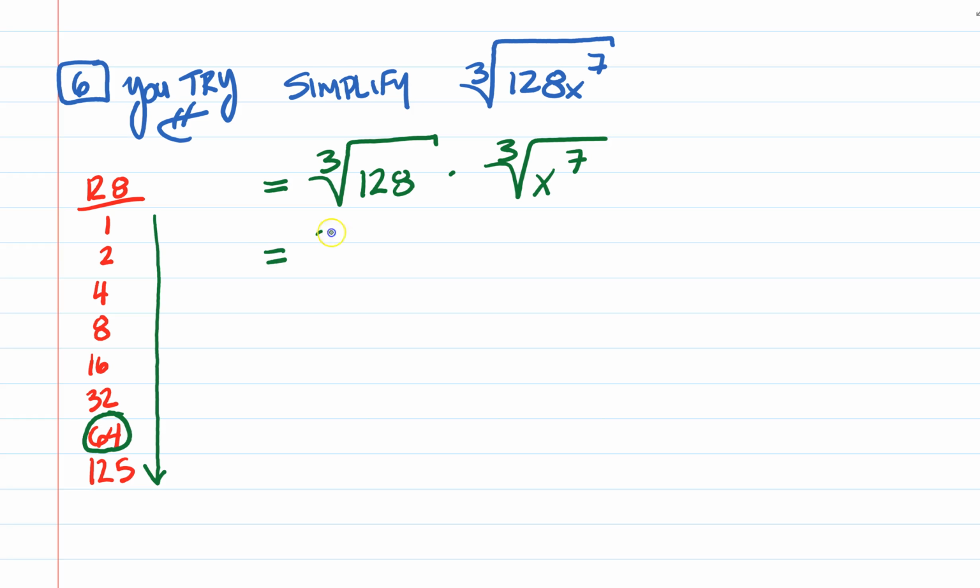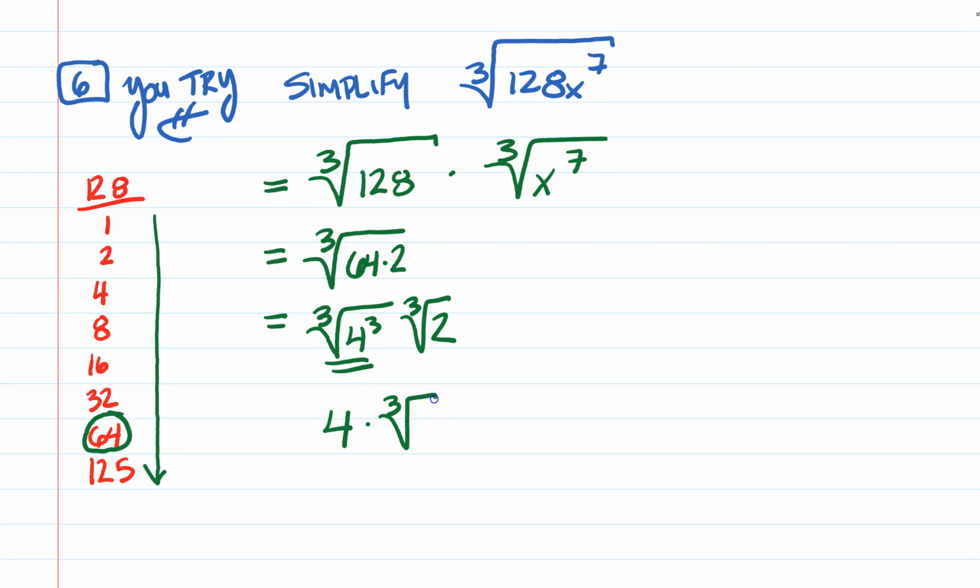So I can rewrite this as the cube root of 64 times 2. That's going to be the cube root of 4 to the 3rd times the cube root of 2. This is just the number 4, and I still have a cube root of 2. That takes care of that part. Now, I'm going to break this down to the cube root of x to the 3rd times x to the 3rd times an x to the 1st, because remember, when we multiply our like bases, we add the exponents. 3 and 3 makes 6, and 1 makes 7.